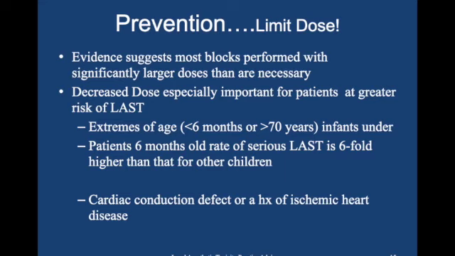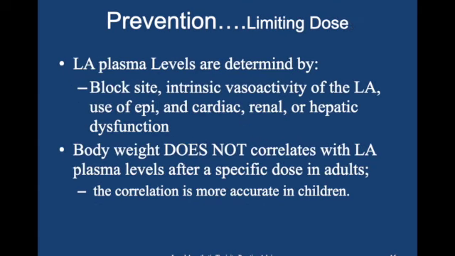Evidence suggests most blocks are performed at significantly larger doses than are necessary, and we especially want to decrease our dose in those at risk. So less than 6 months and greater than 70 years contribute to about 50% of closed claim cases. In fact, 6-month-old patients have a 6-fold higher risk than other children. People with very weak, very sick hearts, we want to really minimize our dose.